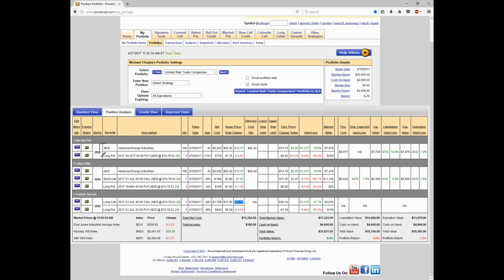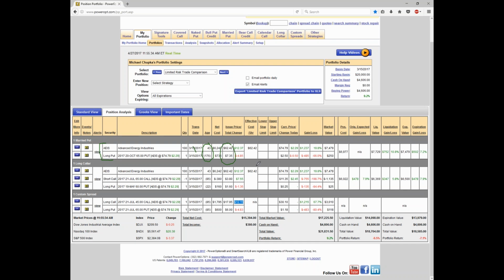First is the married put on AEIS. The price, I'm sorry, I have the date of 315. That was meant to be 3.2. Apologies with entering. All right. So we've been 43 days, a little bit about 50 days into the trade since March 2nd. Okay, now, here's the correct prices, 62.42 and 7.35.